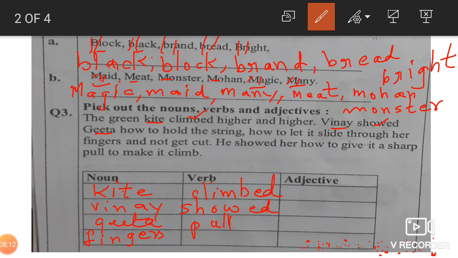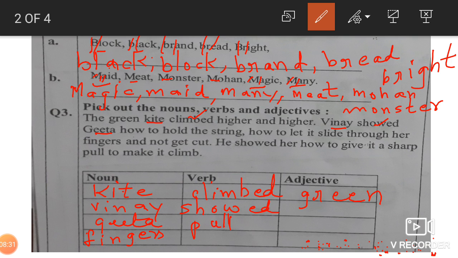Now we come to adjectives. Okay, so what is the color of the kite? Kite noun है ना, कौन सा color है बेटा? Green. So green is an adjective. Okay. Now which other word is an adjective here? Green kite.